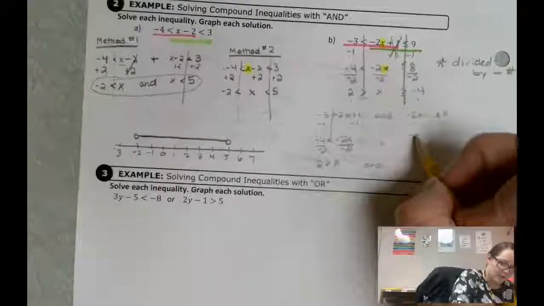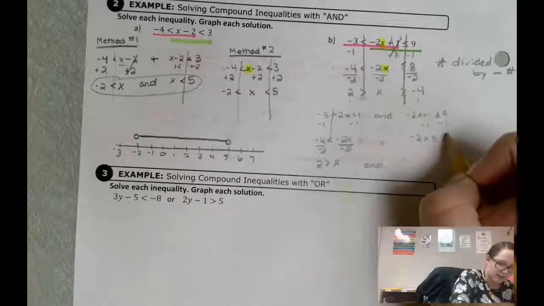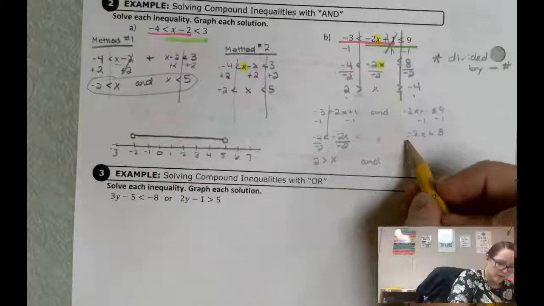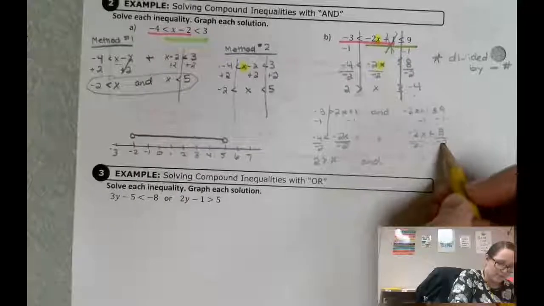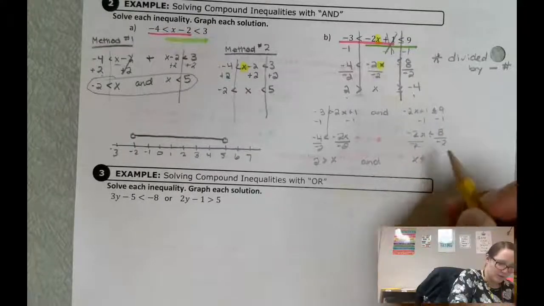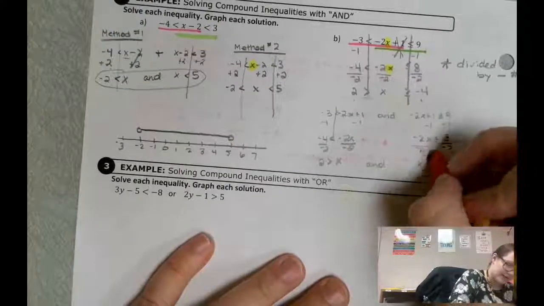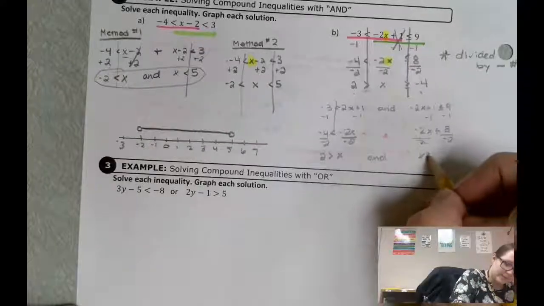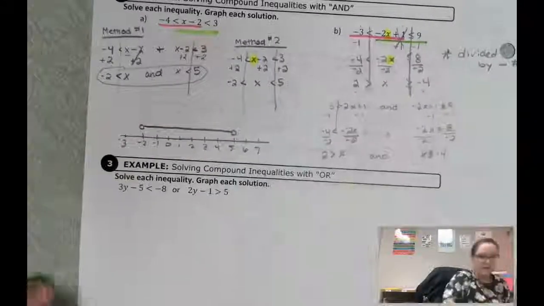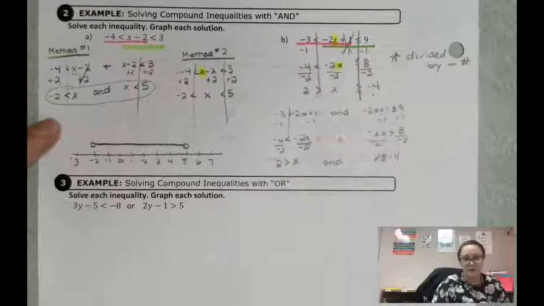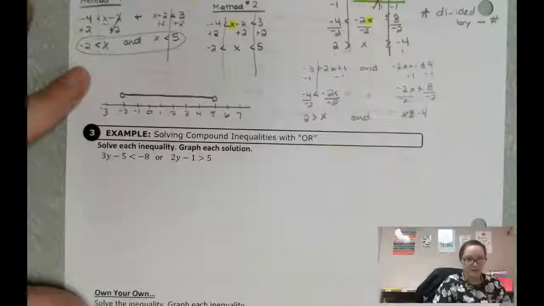It works no matter how you decide to do it. It's just whichever method makes more sense to you. Oops. I almost forgot to flip my sign because I divided by a negative. Okay? So it's however it works for you, and then you can graph that on a number line.